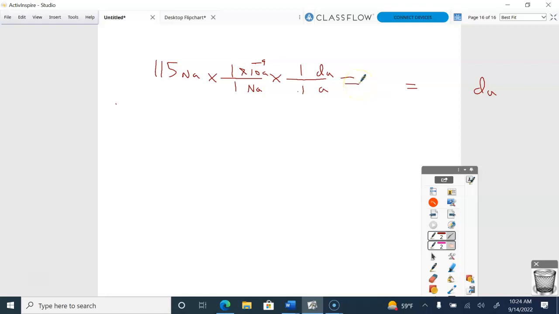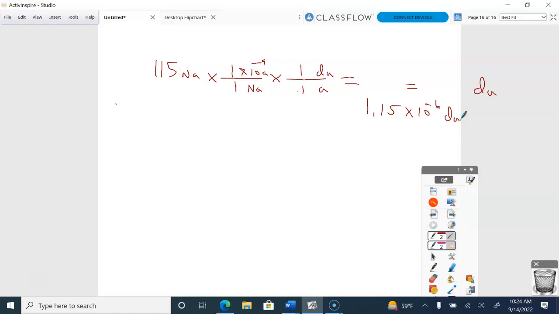Get on my calculator. 115 times 1 exponent negative 9, times 1 divided by 0.1, and I get 1.15 times 10 to the negative 6 dA. Now pause a moment: significant digits. But these are both conversions, which means they're exact. Which means the only thing that's ever going to matter on one of these problems is what I start with, I got to end with. Okay, I start with 3, I end with 3.